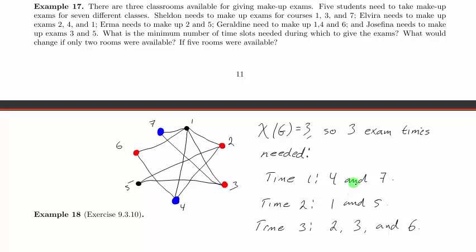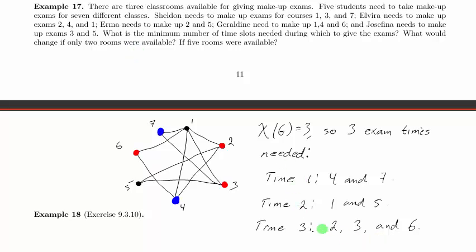If we're trying to keep people separate, so all the people taking exam 4 are going to be in one room, all the people taking exam 7 are going to be in another room, I'll need 2 separate classrooms available at that time. I'll need 2 separate classrooms at time 2, and I would need 3 separate classrooms at time 3. So what would change if only 2 rooms were available?